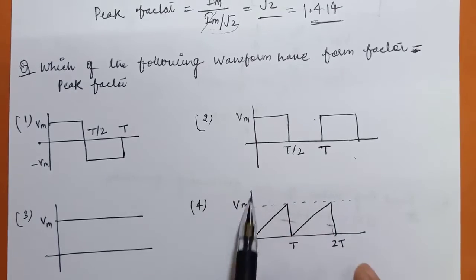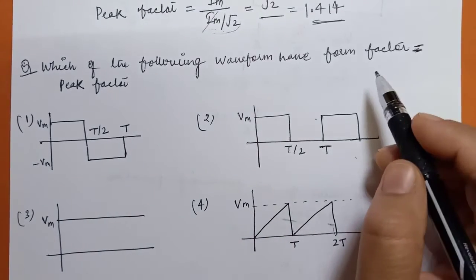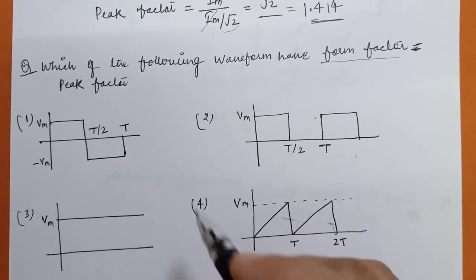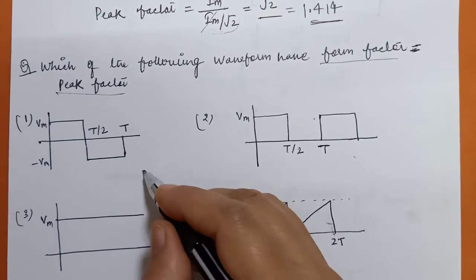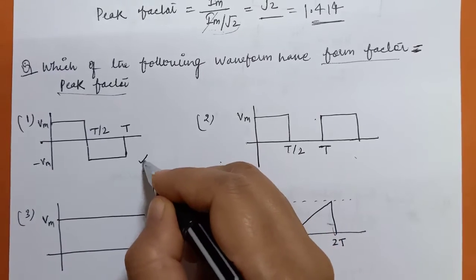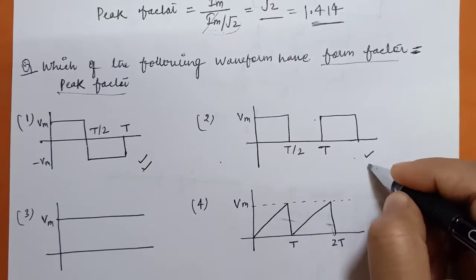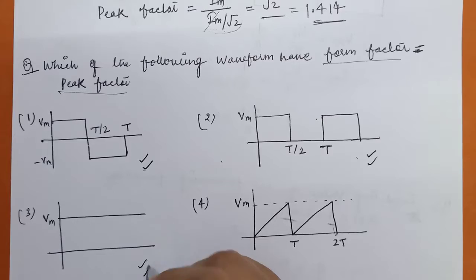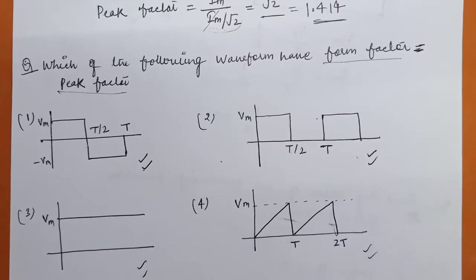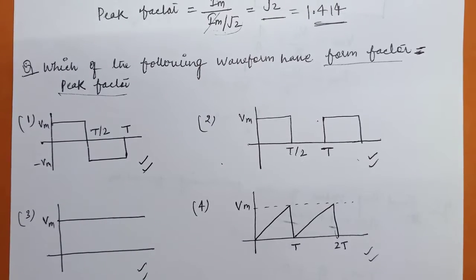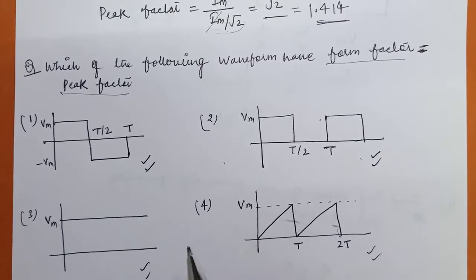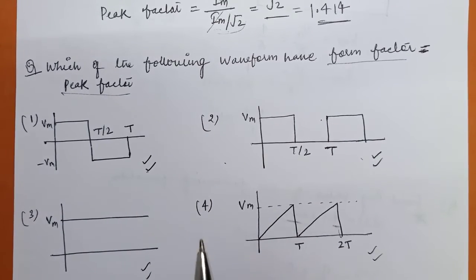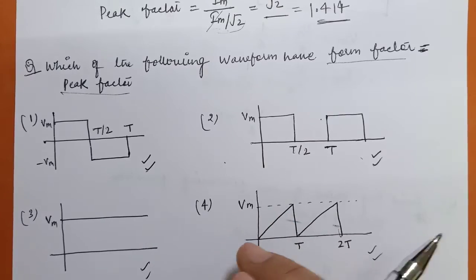In all these waveforms, you have to find in which waveform the form factor is equal to the peak factor. That means for each waveform you have to find the form factor and peak factor. After that you have to see in which the two or three or all four waveforms are having the same form factor and the peak factor.